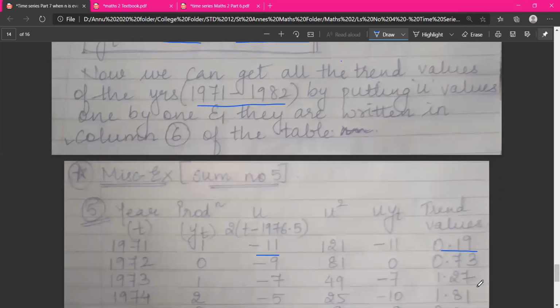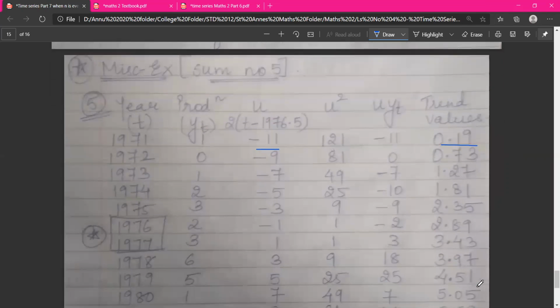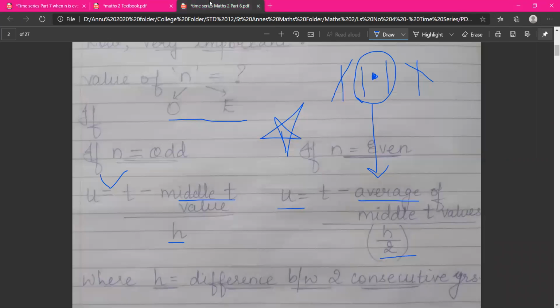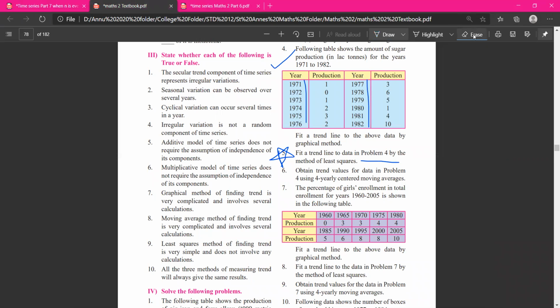In the similar manner, you will put minus 9, minus 7, and पिछले sum में भी मैंने आप लोगों को बोला था, wherever there is minus, all the values you will be subtracting. And wherever there are positive values, आप उनको add करोगे 3.16 से. So in this way, you will be getting the values up till 6.13. इस तरीके से आपके पूरे sums का value यहाँ तक जाएगा. And as I told you, they have not at all asked you आगे का estimate करो या predict करो. So with the trend values, your sum gets over.